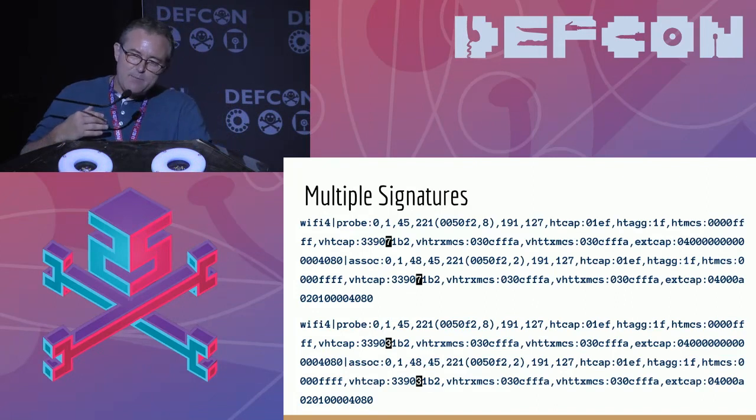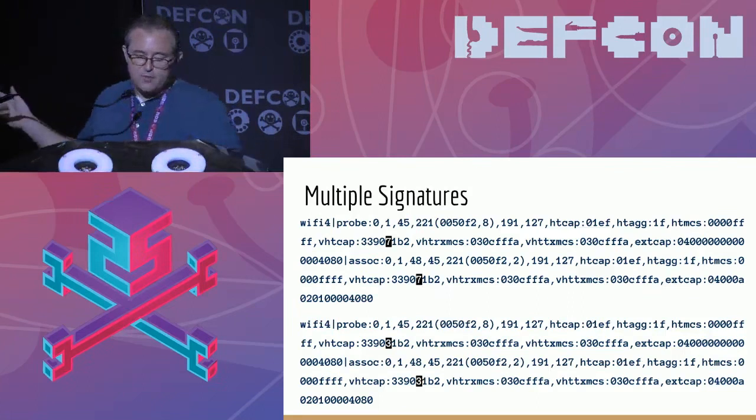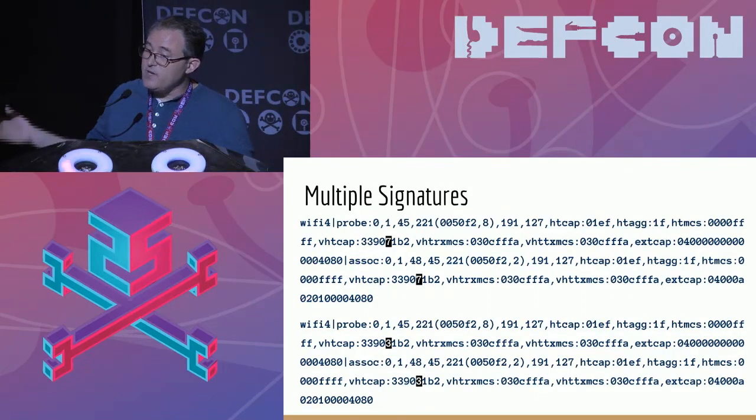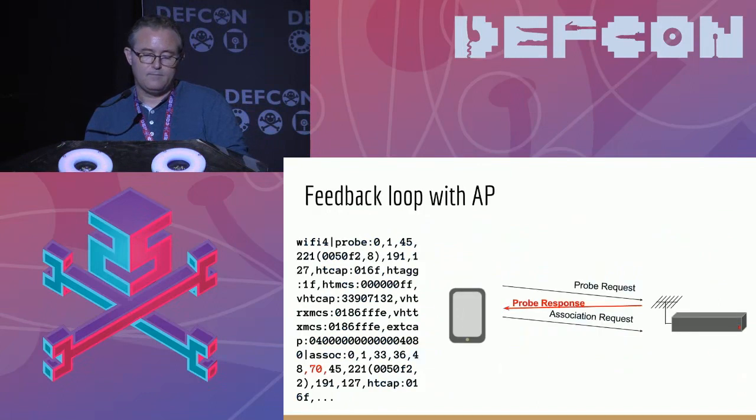However, even in the same band, devices often have multiple signatures. They vary what they advertise based on the local conditions, like noise. This example shows 2 signatures from a Google Pixel phone. It varies its handling of beamforming, presumably based on the noise environment that it sees.